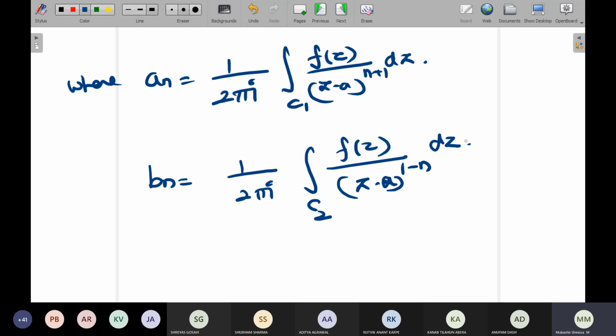Now you should know when I'm talking about the Laurent series. I told you that you have a series expansion. In the series expansion, there are positive powers and negative powers of z. What these positive powers and negative powers of z are called, you should know.